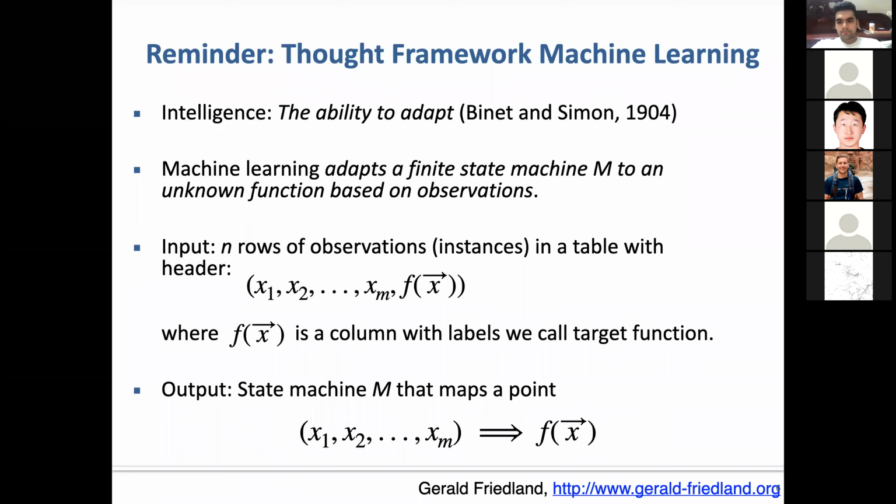But the point is, barring a perfect definition of intelligence, we will use this one as it really works for us. So why does it work for us? Well, because we say machine learning adapts a finite state machine to an unknown function based on observations. That unknown function is obviously the formula we want to get out, and the observations are obviously the lookup table that we create when we make them, right? As I said, experimental input, experimental output.